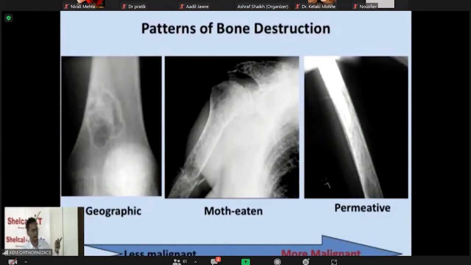What is geographic type of destruction? What is the moth-eaten type? And what is the permeative type going all the way down to the diaphysis? Always remember there will be some amount of overlap between moth-eaten and permeative at times. Okay, and no one's going to fail you because of that.